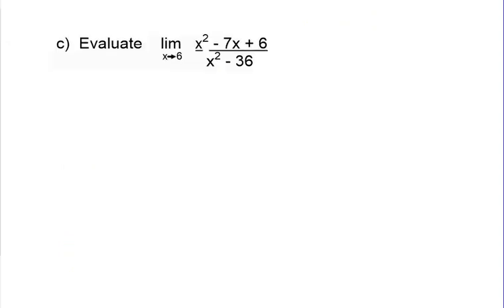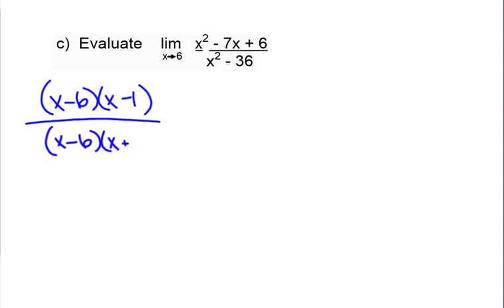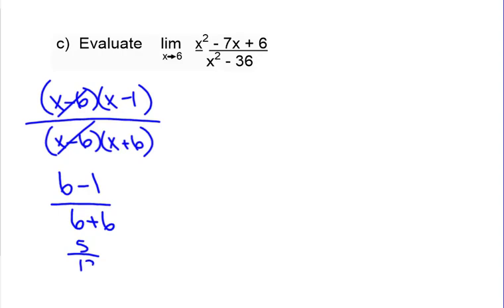Our next one. All right, so if you plug our numbers in, 6 squared minus 36 gives us a 0 in the denominator. Can't have that. So to factor, multiplies to be 6, adds to be negative 7 is going to be x minus 6, x minus 1, over x squared minus 36. Well, that's a difference of squares. So x minus 6, x plus 6. So our minus 6's cancel out. And now we can take the limit. So 6 minus 1 over 6 plus 6, which is going to be 5 over 12. Can't reduce that anymore. That's our final answer.